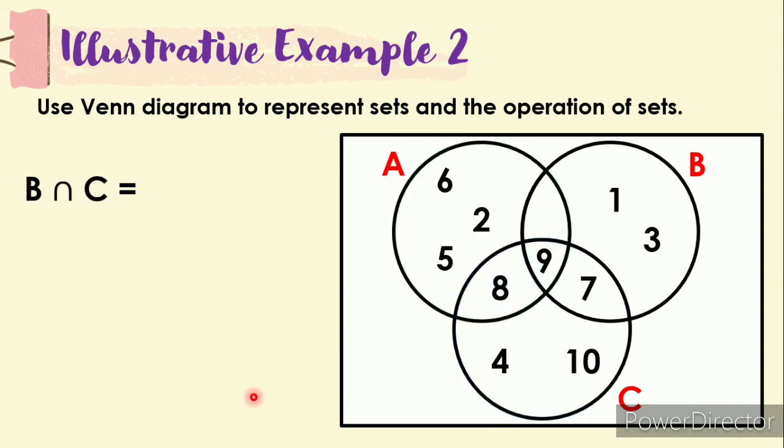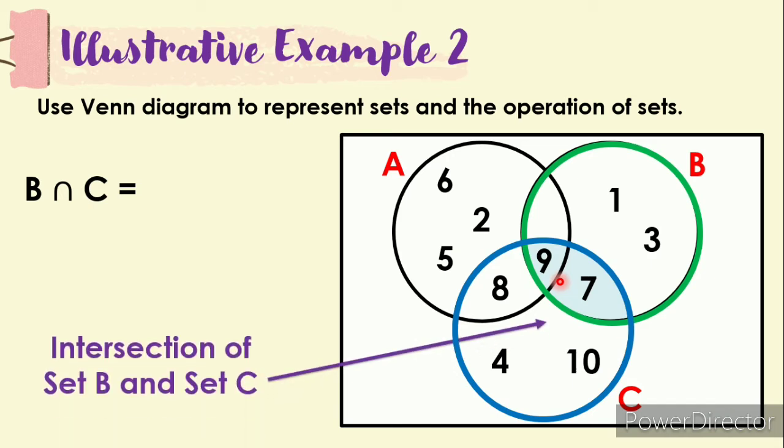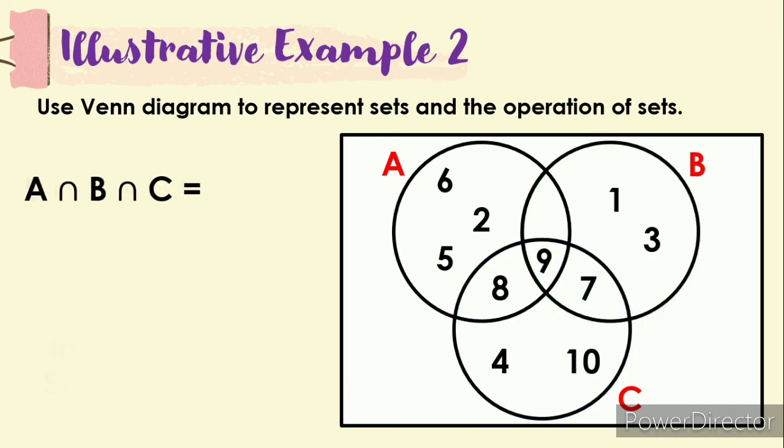Next, what is the intersection of set B and set C? So let's have set B and set C. So the intersection of these two sets is in this region. So the intersection of set B and set C is equal to 7 and 9.